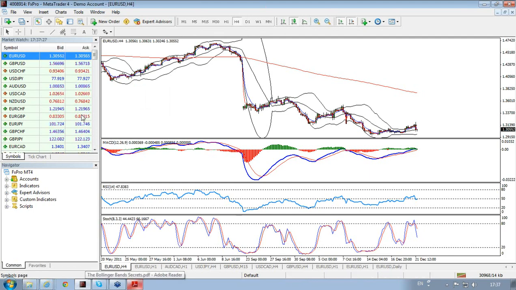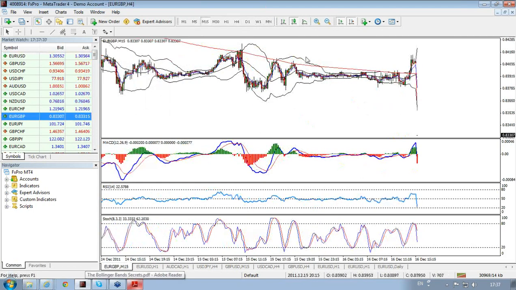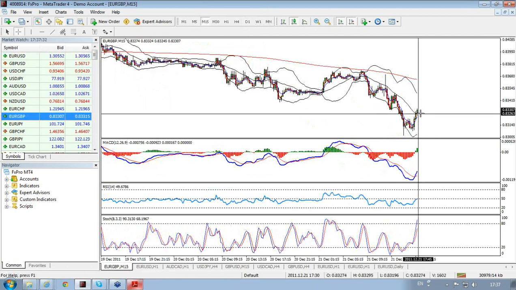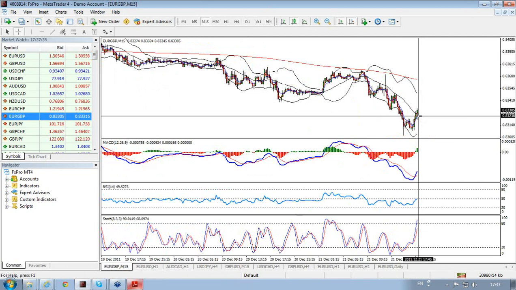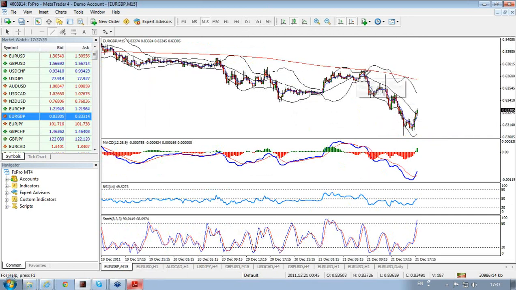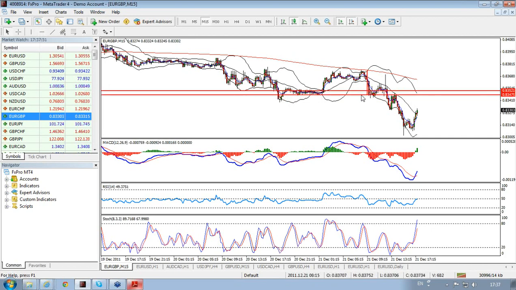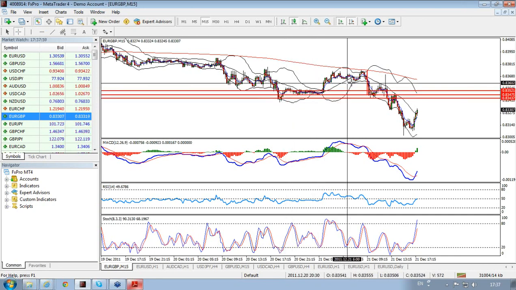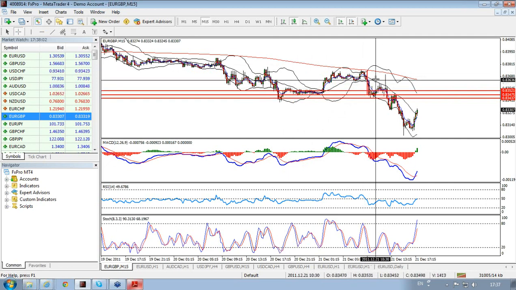Euro pound, euro yen. Let's see. 15 minutes, right? Okay, let's see what we have. First of all, now we don't have it, right? But where was the first break? The first break today happened just right here. Once, and you duplicate it. What you have here around? Support area 1, support area 2, support area 3. High here, low here, low here. That's what you have, approximately on the break area.